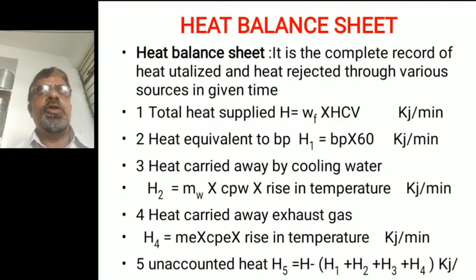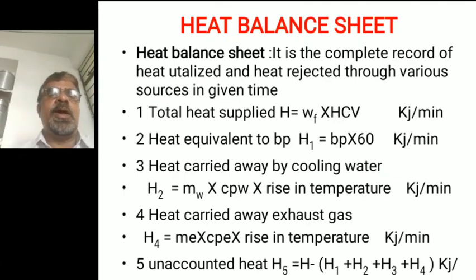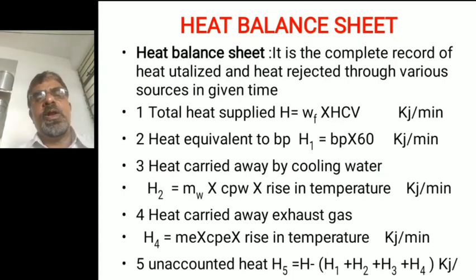Then the percentage of heat is calculated by taking total heat supplied as 100%. The percentage of heat equivalent to BP is whatever the heat is there divided by total heat supplied into 100. Similarly, the percentage of heat carried away by cooling water is calculated by amount of heat divided by total heat supplied. Amount of heat carried away by exhaust gas divided by total heat supplied into 100. Unaccounted heat divided by total heat supplied into 100 gives the percentage of unaccounted heat.